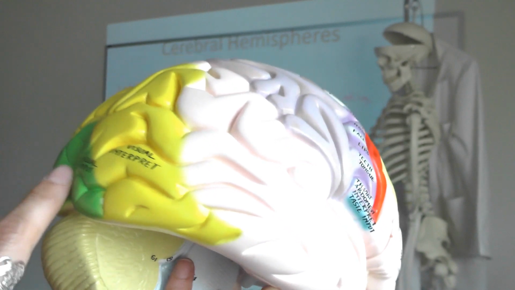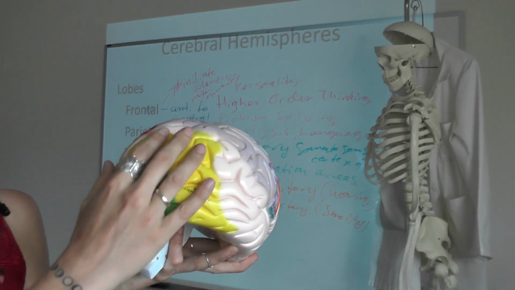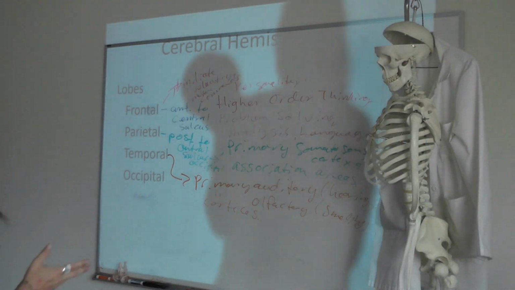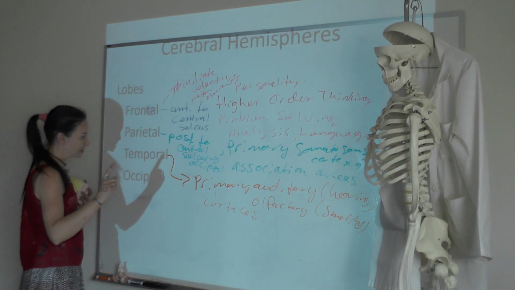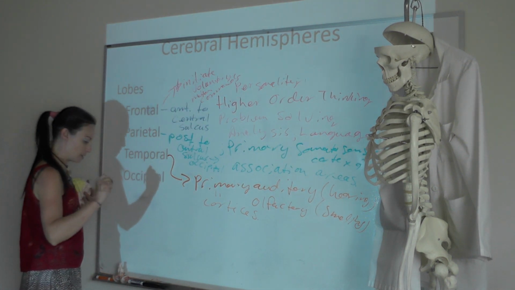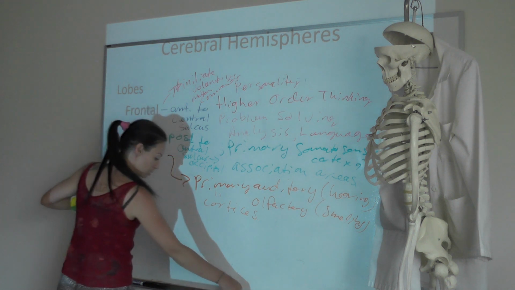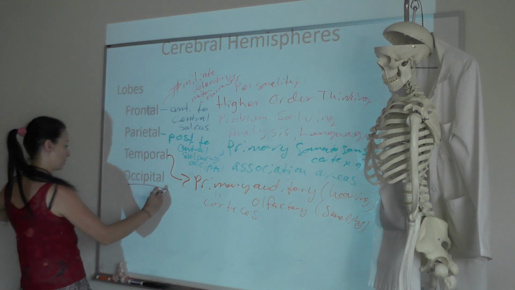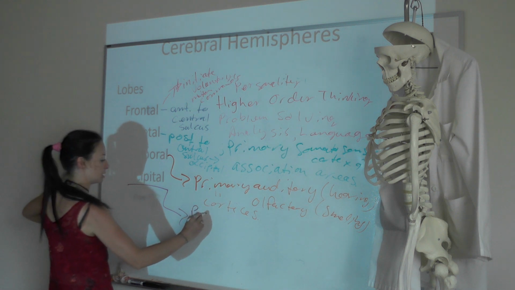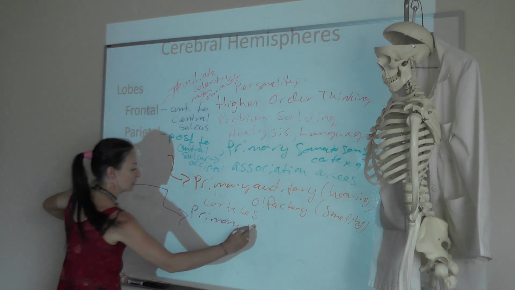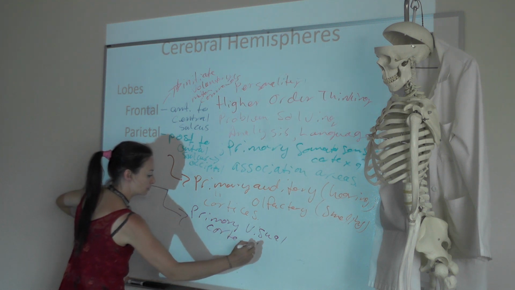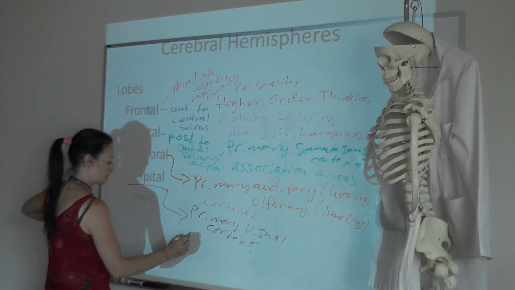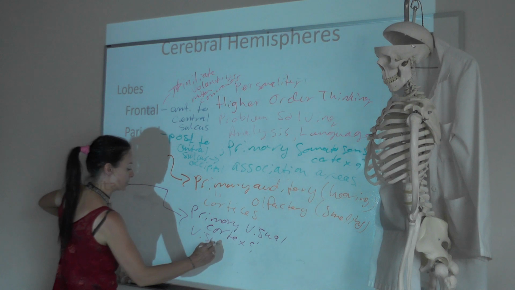Okay, so the occipital lobes are the most posterior aspect of the cerebrum, and they contain our primary visual cortex and our visual association areas. So occipital lobes have the primary visual cortex and our visual association areas.